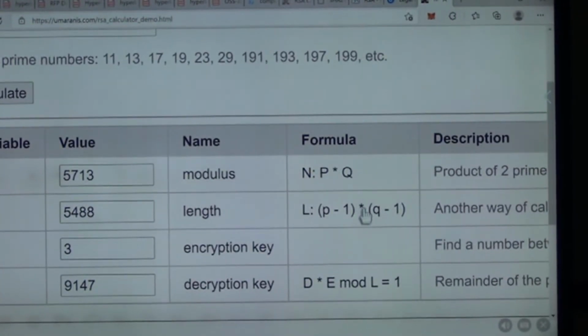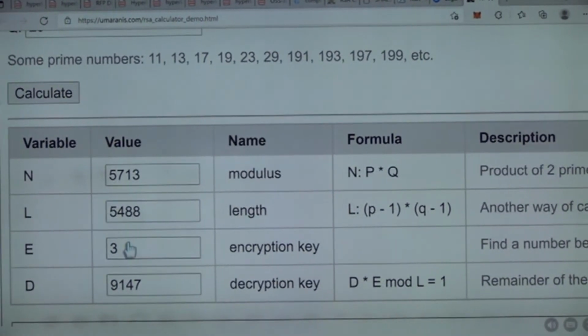Then it does p minus 1, q minus 1. So it is this number. Now he needs to find E, which is relatively prime to this. And he said E is 3, for example, just a simple example. And then he needs to find D such that if you multiply D and E, you should get 1, the inverse modulo. So it comes out with this number.